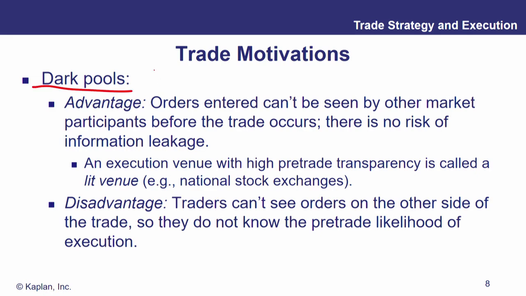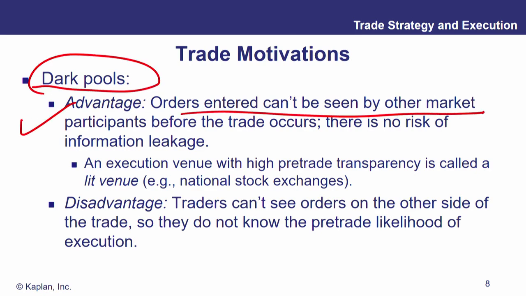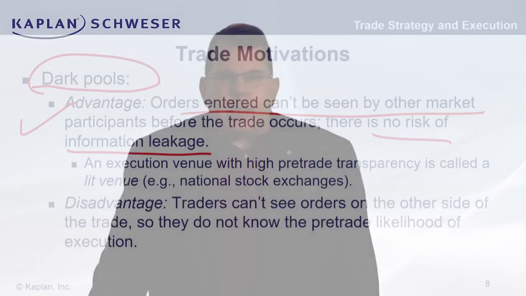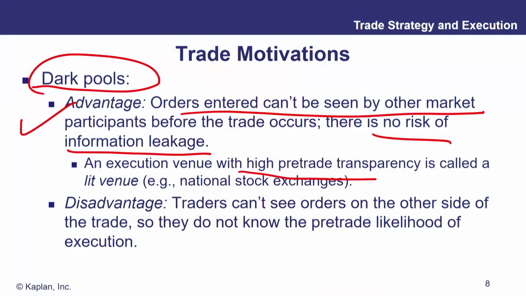Okay, so with dark pools, we talked about advantages. Orders can't be seen. So guess what? There is no risk of information leakage. Now, there are execution venues with high pre-trade transparency. Those are called lit, L-I-T venues. What does that mean? It's a national stock exchange.